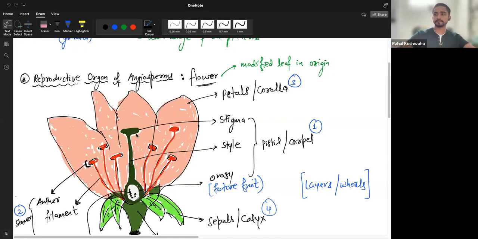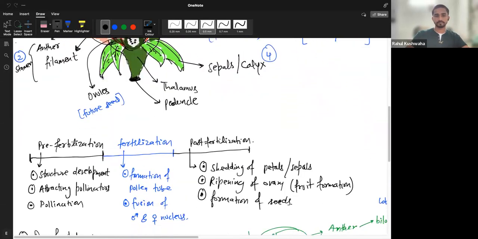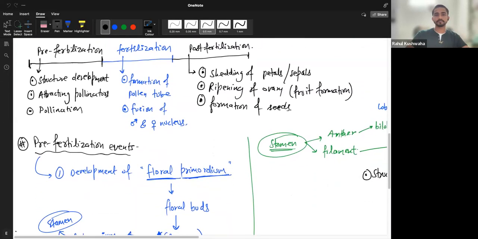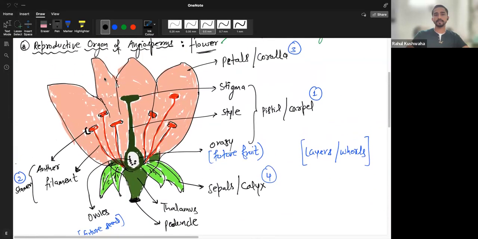And the function of a flower is to carry out pollination. And petals attract pollinators. Then we studied about pre-fertilization events. In pre-fertilization events, the development of the flower takes place. Then we studied about the parts of the flower. What was special about parts? Anything you remember? How a flower is structured layer by layer?